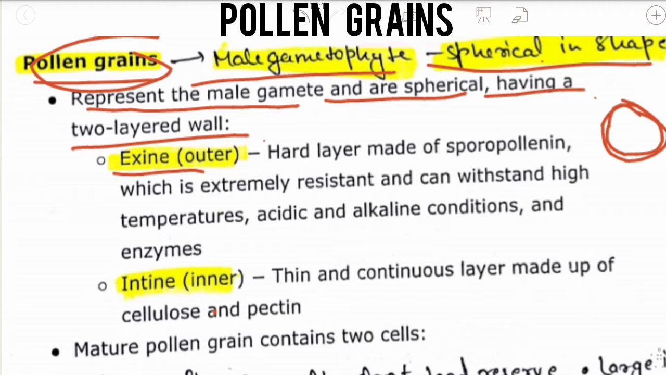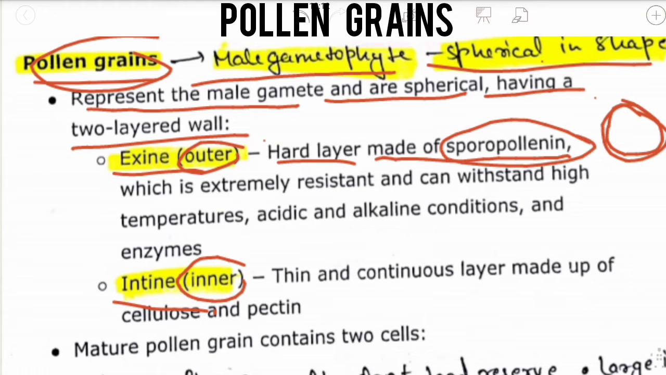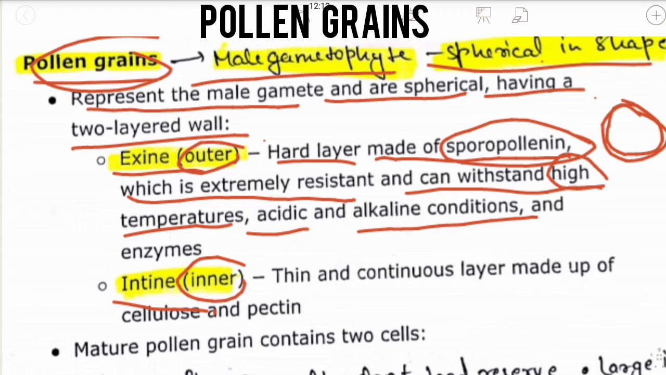They are exine and intine. Exine is the outer layer; intine is the inner layer. How is the exine present? Exine is a hard, tough layer made up of sporopollenin. It is not easily breakable. Sporopollenin is extremely resistant: it can withstand high temperatures, acidic and alkaline conditions, and also enzymatic conditions.